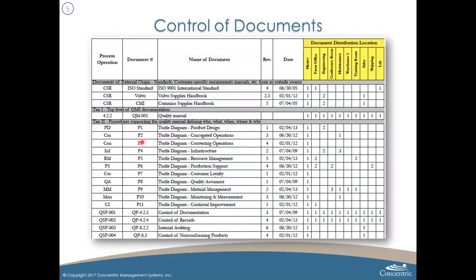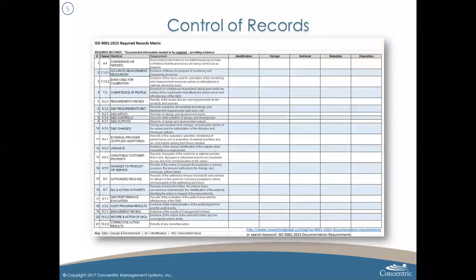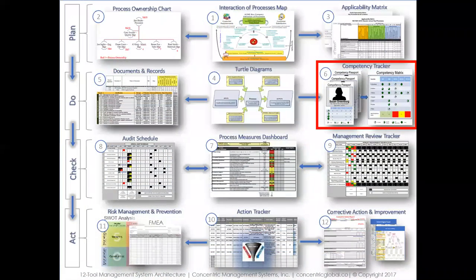So concentricglobal.co, and then just search for ISO 9001:2015 documentation requirements. But that's tool number 5.